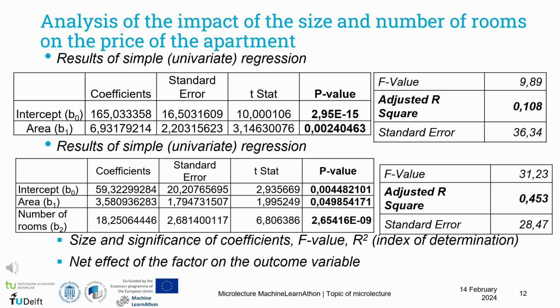Adjusted R squared increased from 0.10 to 0.45, meaning the model explains much more of the price variation when both predictors are included. Also, the p-values show that both variables are statistically significant, especially the number of rooms, which has a strong effect on price.